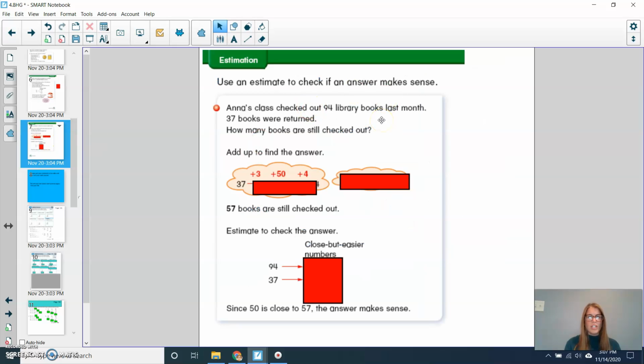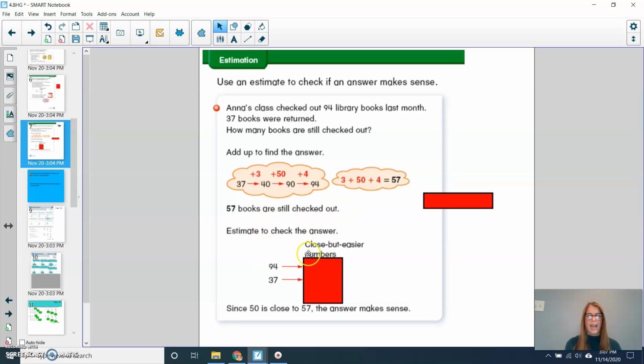Use an estimate to check if answers make sense. So Anna's class checked out 94 library books last month. 37 books were returned. How many books are still checked out? So we can add up to find the answer. If I start at 37, I can think 37 plus 3 would bring me to 40. 40 plus 50 would bring me to 90. 90 plus 4 brings me to 94. So 3 plus 50 plus 4 is 57. So 57 books are still checked out.